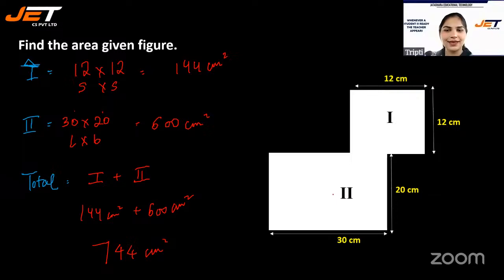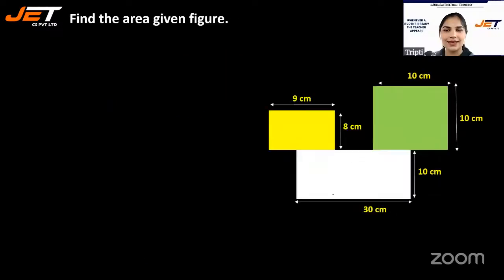And this is an amazing question, wherein you have a combination of three figures. The first one is a square, side 10 centimeters. The second one is a rectangle, 30 and 10. And the third one is also a rectangle, 9 and 8. Do it.